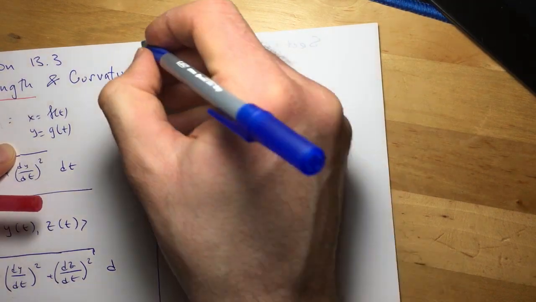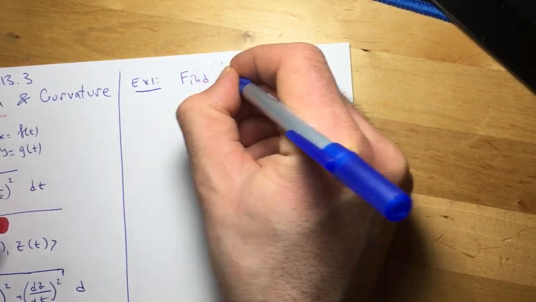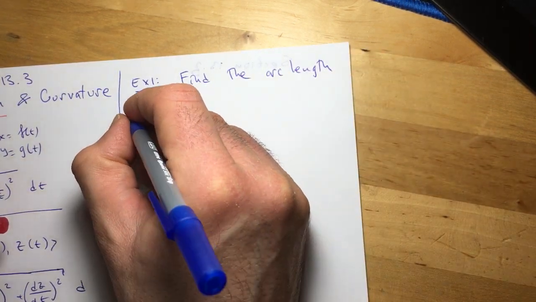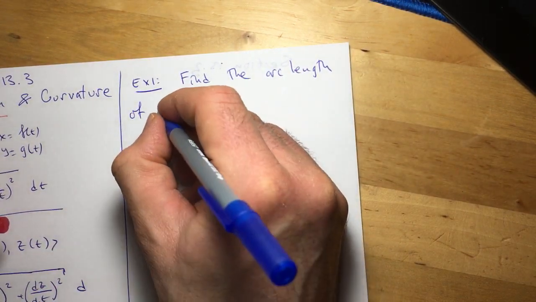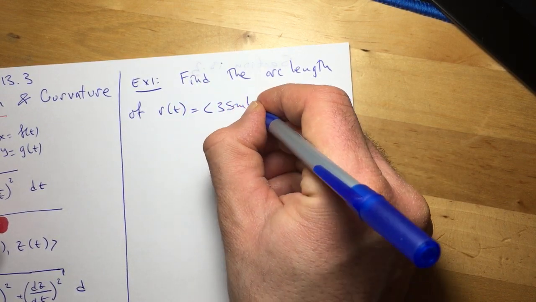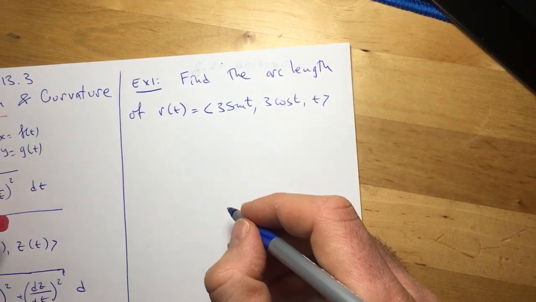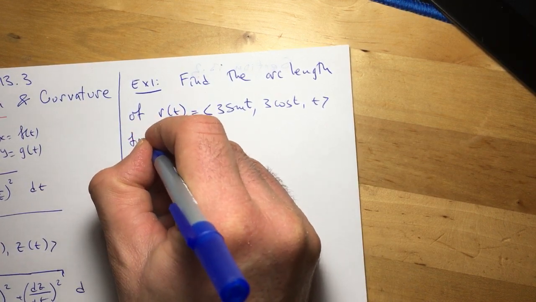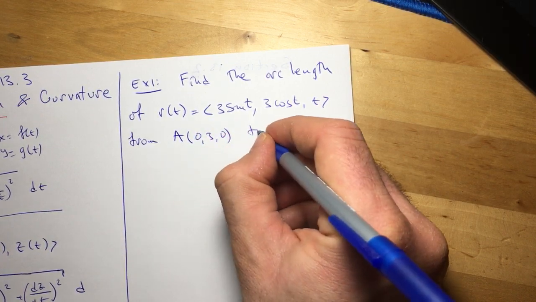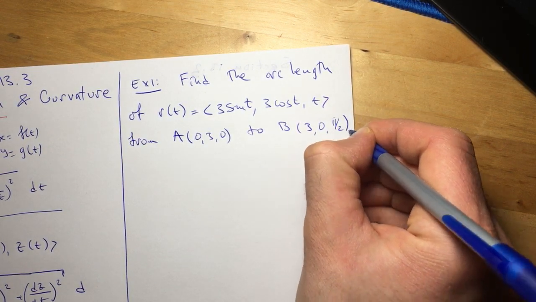Okay, that being said, we can do the first example. Example number 1. Find the arc length of the curve represented by r of t equals 3 sine of t, 3 cosine of t, and t, from the point A with coordinates 0, 3, 0 to the point B with coordinates 3, 0, pi over 2.